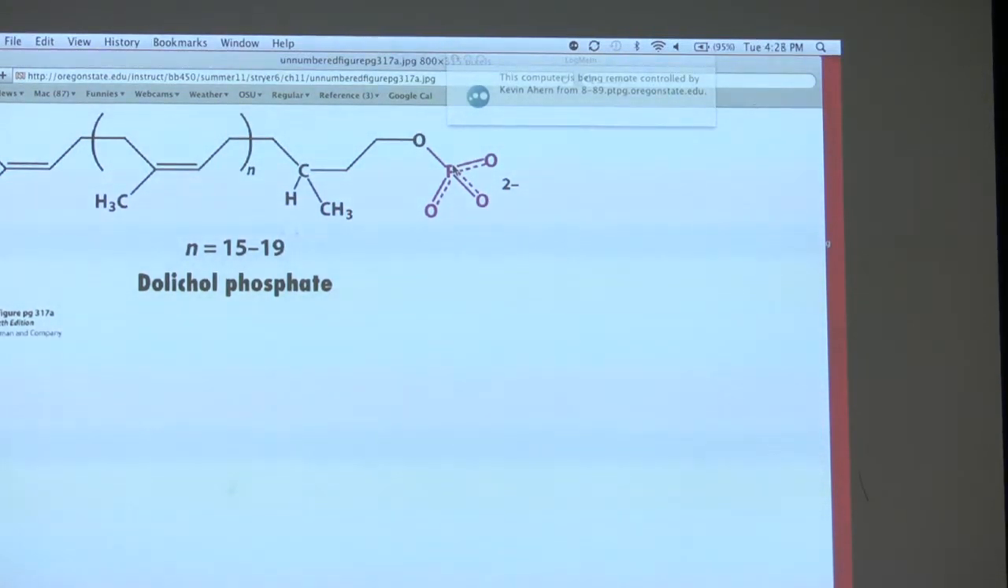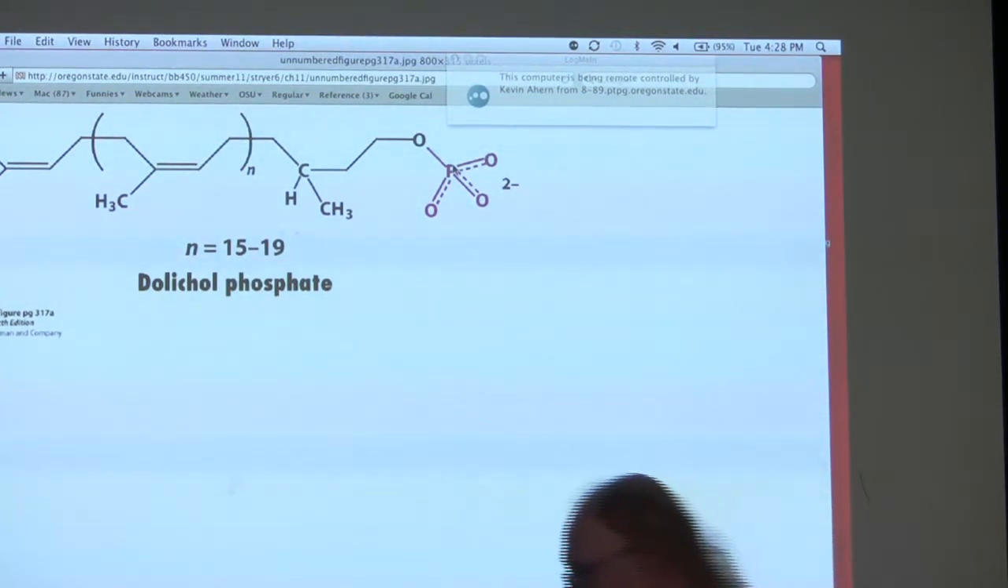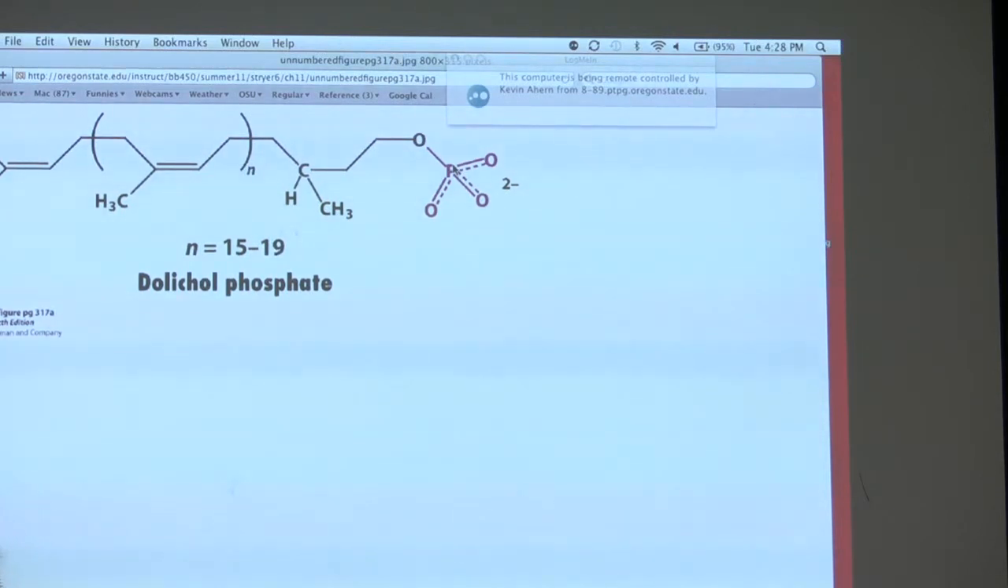Well, it turns out that this molecule, like other molecules of its chemical structure, really likes to embed itself in the lipid bilayer of membranes. We find dolichol phosphate in the lipid bilayer of the endoplasmic reticulum. Okay? And it's oriented in an interesting fashion. If there's nothing attached to it, we see the phosphate portion of the molecule pointing outwards from the endoplasmic reticulum.